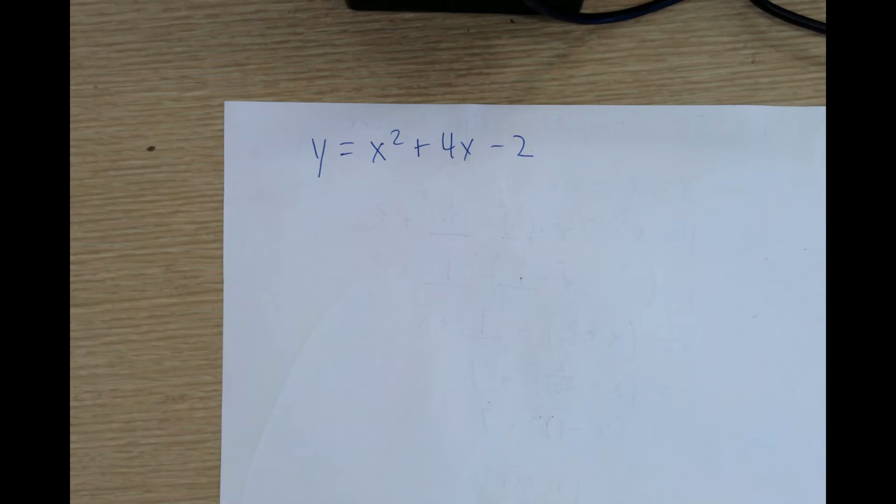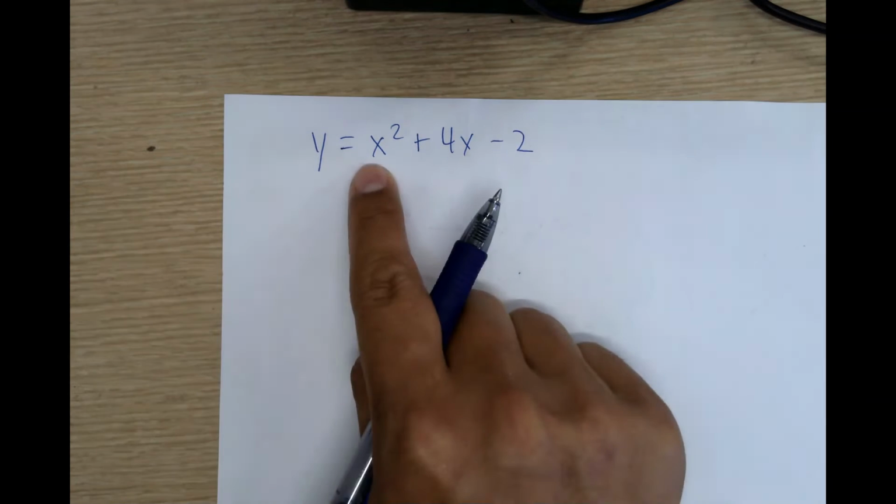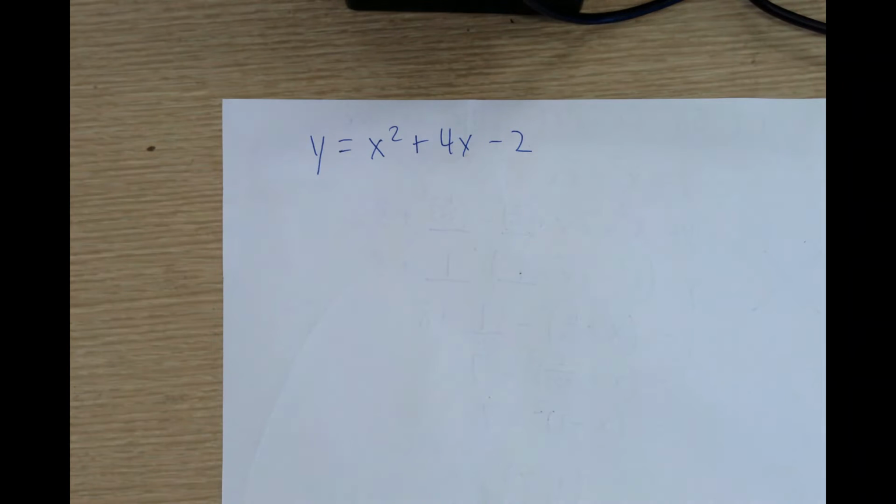If you're dealing with something where there's a number in front of x squared, there's another step we have to do, which you can try and figure out there. So if there's a number in front of x squared, then there's actually another step we have to take.